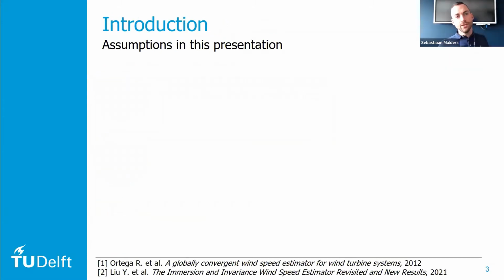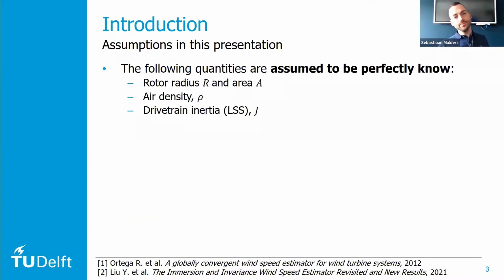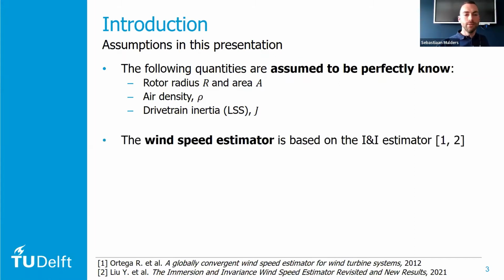Before I start the whole story, I want to make some assumptions. This is the only slide in which I use bullet points, because I think bullet points are generally not that exciting in presentations. Nevertheless, the following quantities are assumed to be perfectly known. We have the rotor radius R and the area of the rotor. We have the air density and the drivetrain inertia. These are quantities in our real wind turbine, and we also assume that these are perfectly known in our wind turbine model.